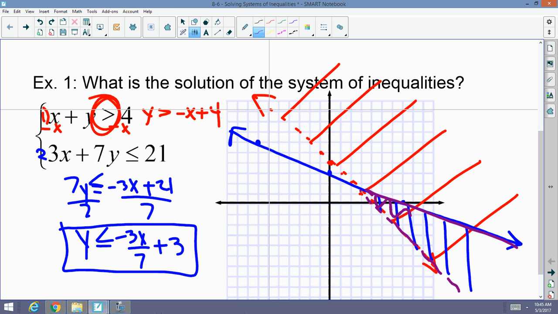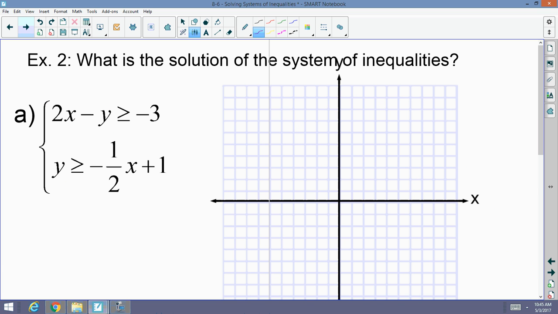All of this, those are my infinite number of solutions. So any point in that purple region will work, guaranteed. And you can test it. If you test it and it doesn't work, then no worries, erase it, go back to the drawing board. You messed up. Okay. Does that make sense, guys? It's not bad, right? Questions, comments, concerns? Okay, next.